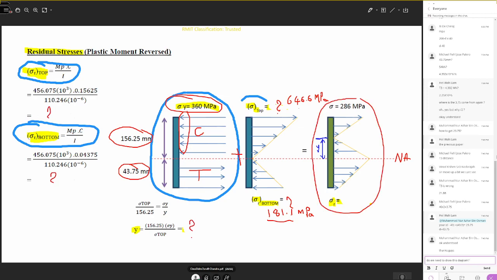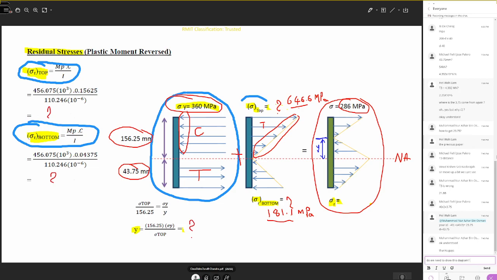So this is 360. You can look at the arrows here. The residual stress at the top will be tensional stress. So you need to subtract 360 minus 646. Actually this is minus 360 plus 646.6. That will give you roughly 286.6 megapascals. So this is the residual stress left at the top.